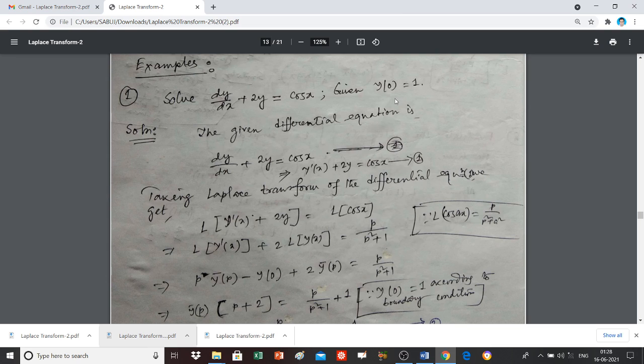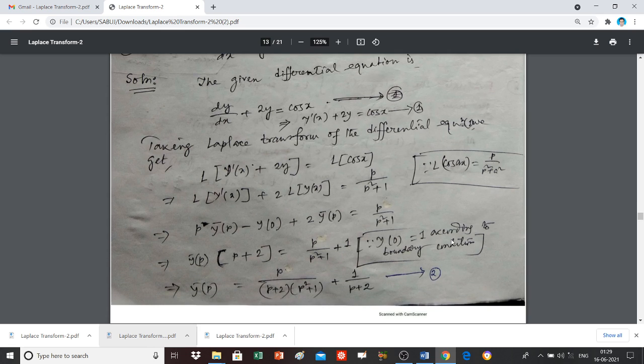That means y is equal to 1 or x is equal to 0. So using the value of this y0 here, this is 1. And from this term and this term, yp is constant. So p plus 2, that is equal to p by p square plus 1, then plus 1, because y0 is equal to 1. So this is plus 1.